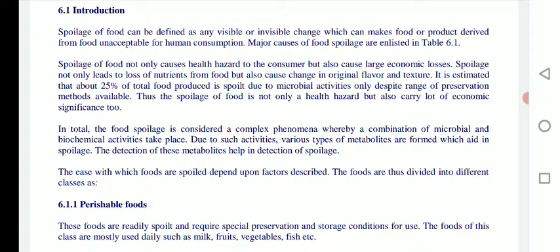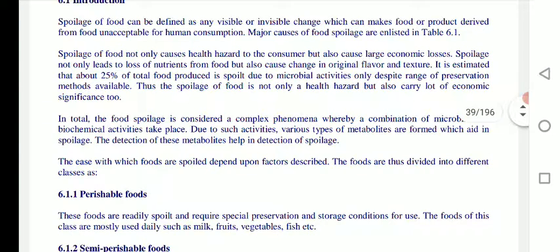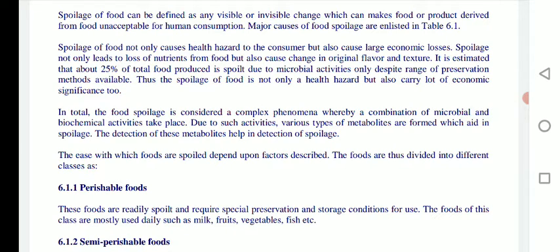It is estimated that about 25% of total food product is spoiled due to microbial activities alone, despite the range of preservation methods available. So this is about one quarter of food spoilage due to microbial activity, and it is very significant as far as the economic point of view is concerned. Thus spoilage of food is not only a health hazard but also carries a lot of economic significance.